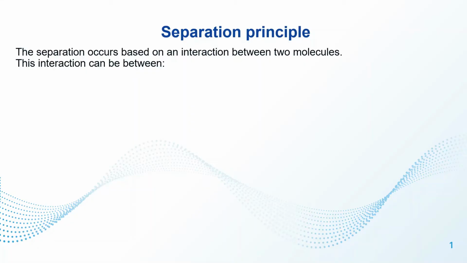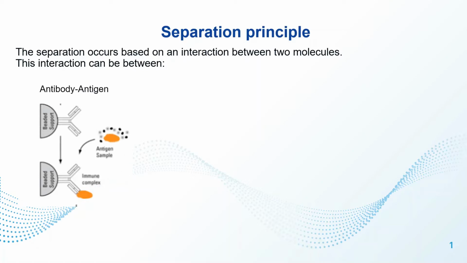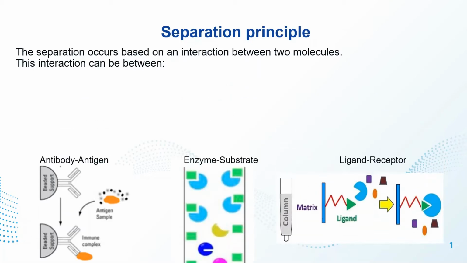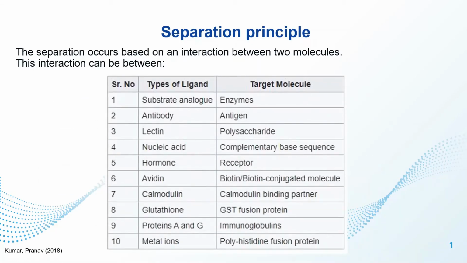In affinity chromatography, the general separation principle is based on a highly specific macromolecular binding interaction between the biomolecule and another substance. This interaction can be between an antibody and antigen, or between an enzyme and substrate, or a receptor and a ligand. Different types of binding interaction commonly used in affinity chromatography procedures are summarized in this table.